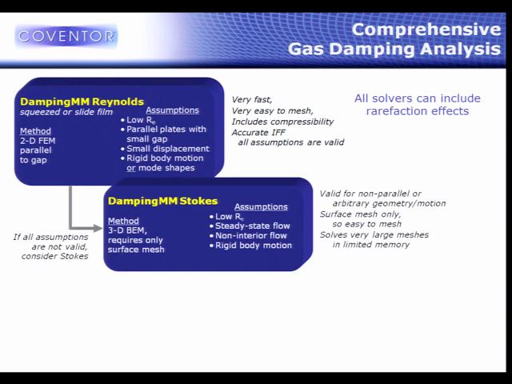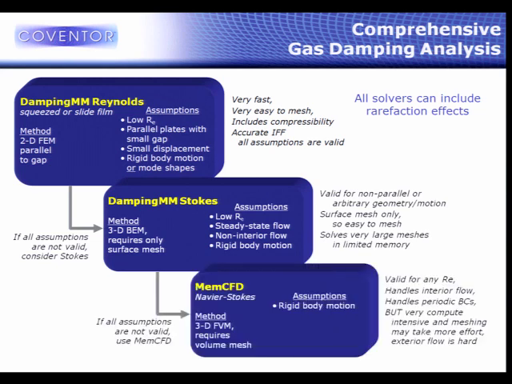If those assumptions are violated, then you have to go to the damping Stokes solver, and that will take some more time, but it's available for arbitrary shapes and rigid body motion, and best for non-interior flows. So if you have something that's totally enclosed, it's not a good choice. And then if neither of these two is appropriate, then MEMS CFD, which is a full Navier-Stokes solver, is always an option.